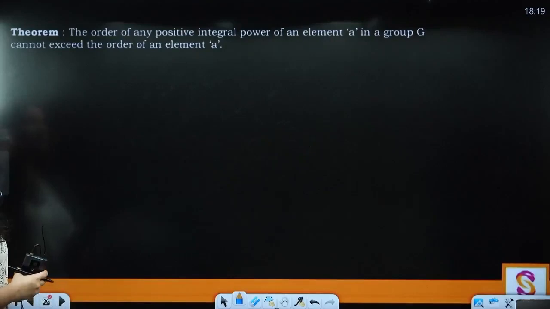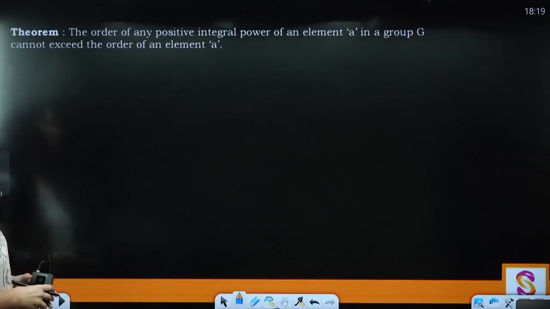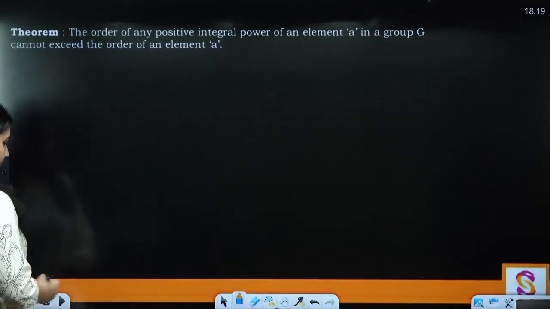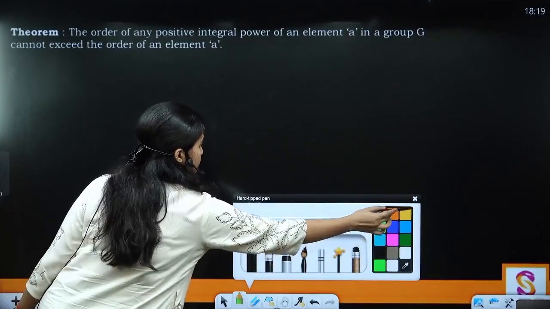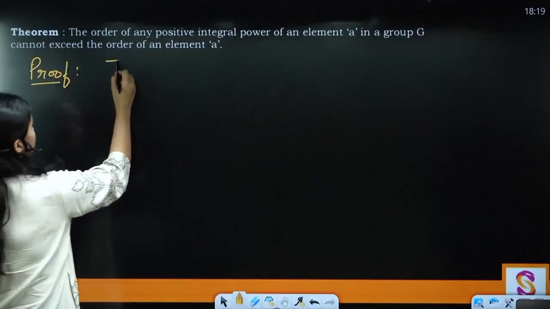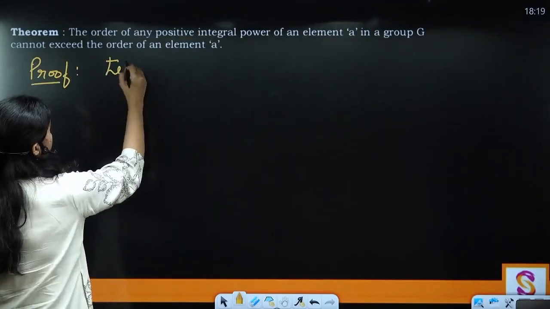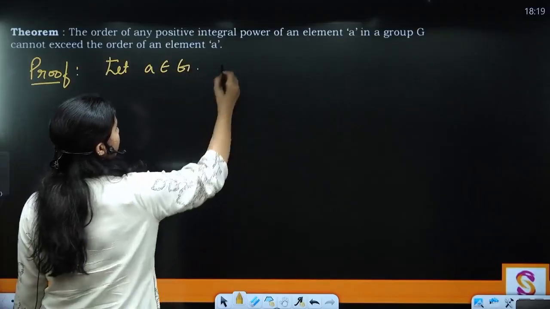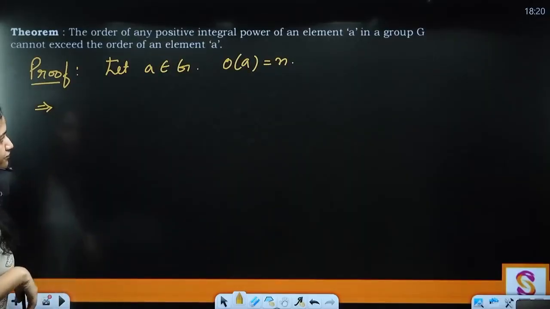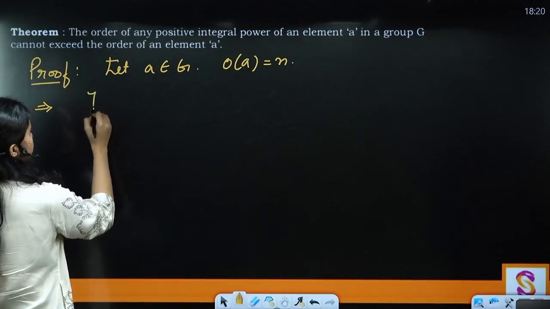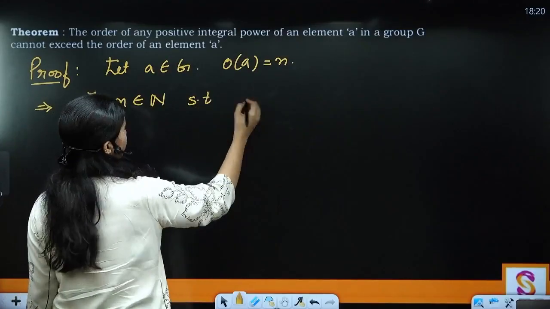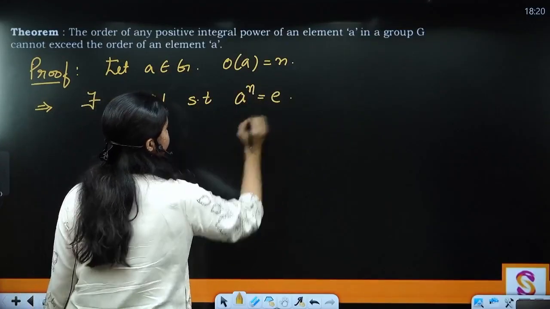The next theorem says that the order of any positive integral power of an element A in a group G cannot exceed the order of an element A. That means, proof. Let's say let A belongs to G and order of A equals n. This implies that there exists n belongs to natural number such that A raised to the power n equals E.